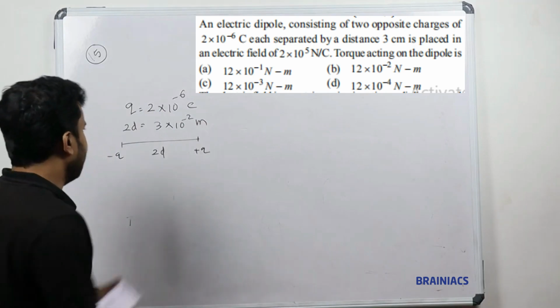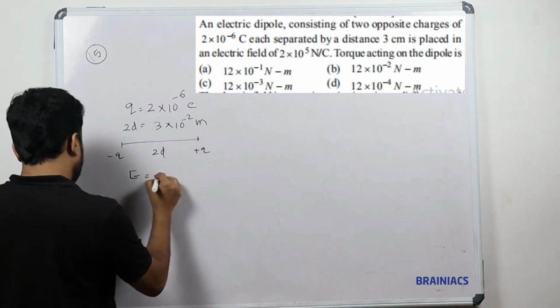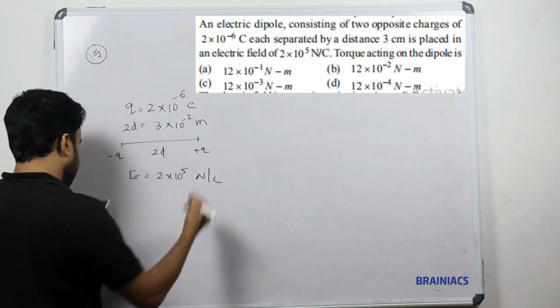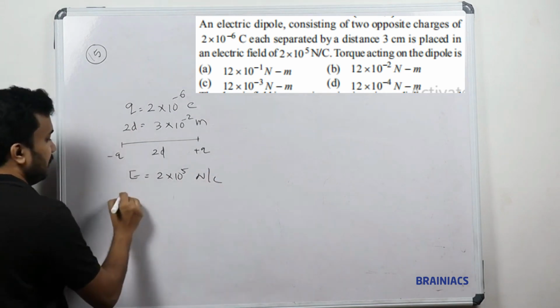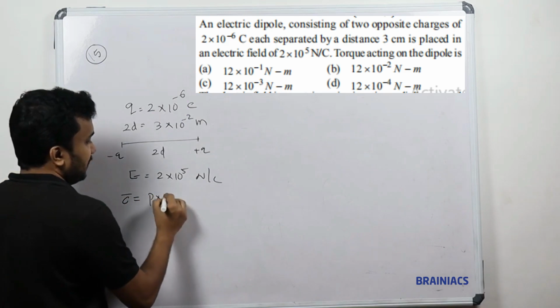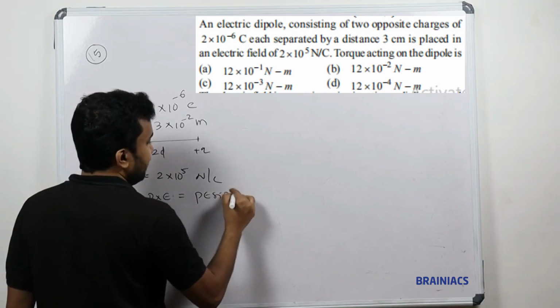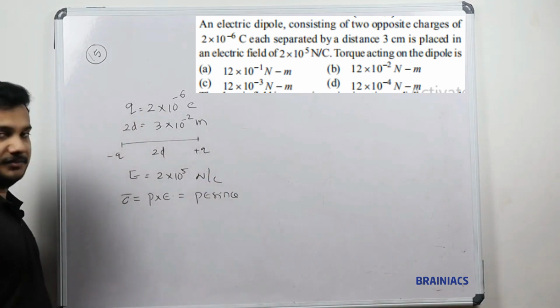It is placed in an electric field. E is also given. E is how much? 2 into 10 power 5 Newton per coulomb. The unit is also given. The torque experienced is equal to what? P cross E, which is called PE sin theta. Theta is not given.